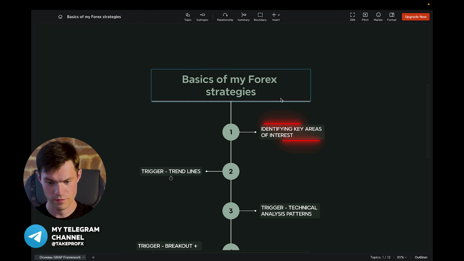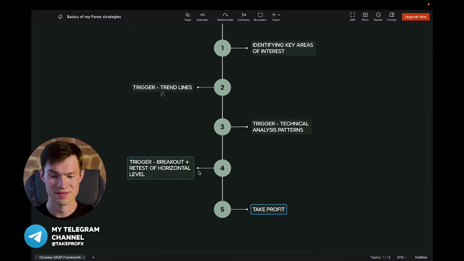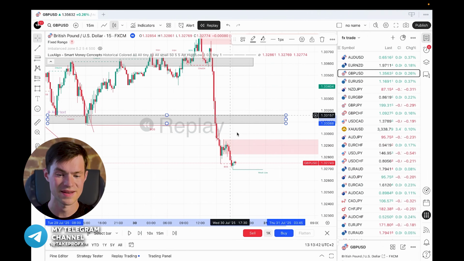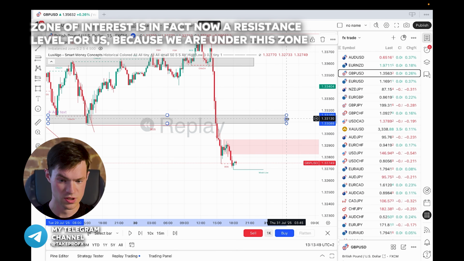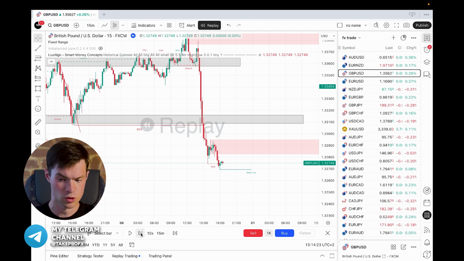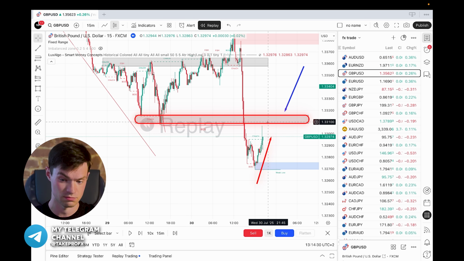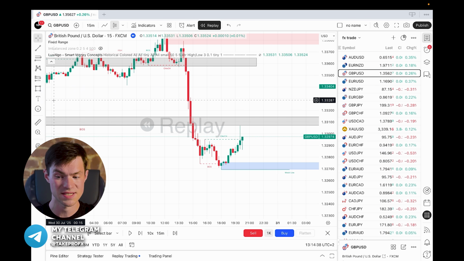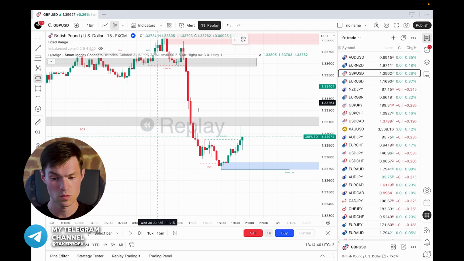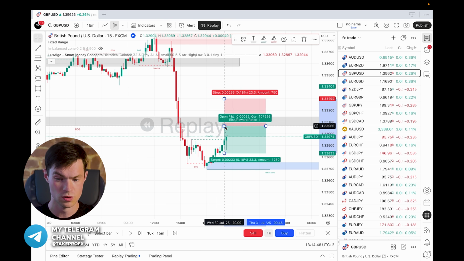Again, returning to the first point of our checklist, this zone of interest is in fact now a resistance level for us, because we are under this zone. We can continue to watch the development of the chart, but right now I can see that we are approaching the support that was just broken, and that means that we can safely place a limit here ahead of time to short to the trend from here.